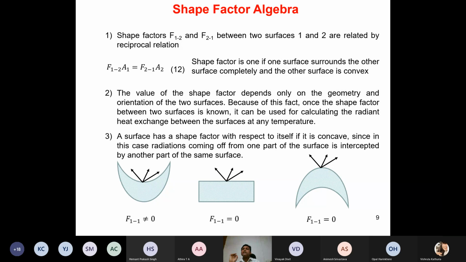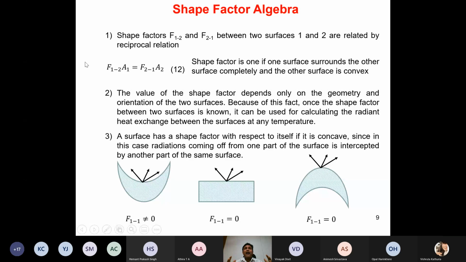Okay. So the first property is that the shape factors F12 and F21 between two surfaces 1 and 2 are related by a reciprocal relation. So that is what we have seen, isn't it? F12 into A1, that is the shape factor of area A1 with respect to area 2 multiplied by area 1, is the same as F21 into A2. So this reciprocal relation is very important here.